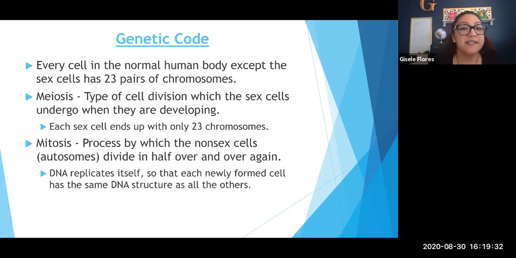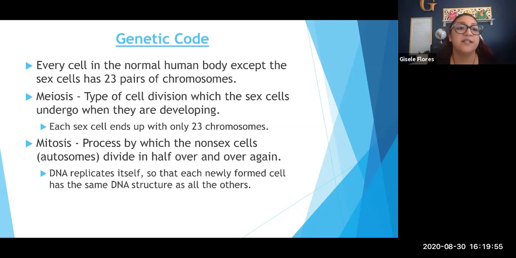So we're saying sex cell, we're saying gamete. What are we really talking about here? Sperm and ovum. That's what we're talking about. So when we say sex cell, we're saying a sperm cell has 23 chromosomes, and an egg cell or an ova cell has 23 chromosomes. When they combine during fertilization, that's when they pair up, and now you have 46 chromosomes total.